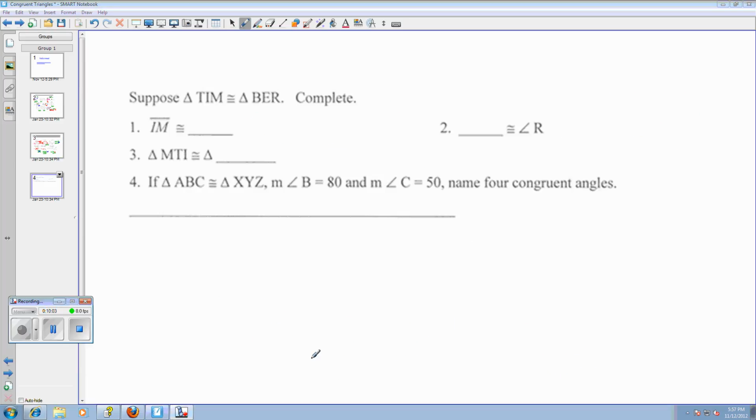Alright, so hopefully this has been helpful for you in practicing with several different types of examples. I want you to complete the rest of the exercises on this page and bring it with you to class so that we can discuss them.